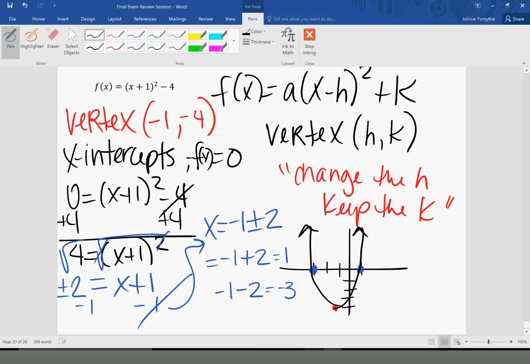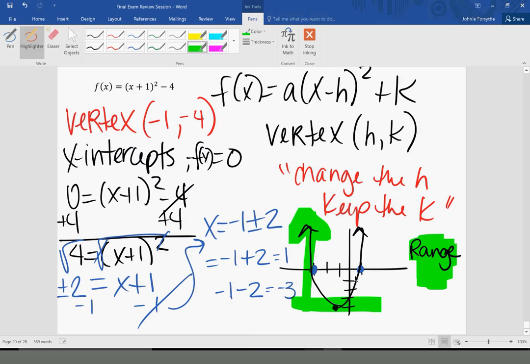Now let's talk range. So the range is referring to your possible y values. So we go from bottom to top. It starts here at y equals negative 4. It's going from negative 4 and up. So the range is going to be a bracket at negative 4, and it's going all the way up to infinity with parentheses. All right?